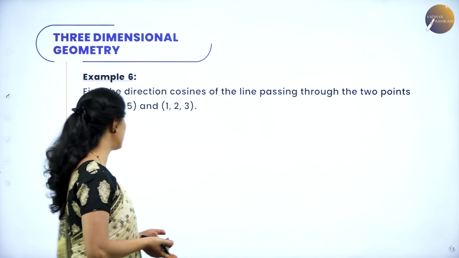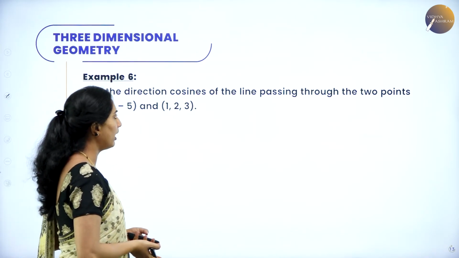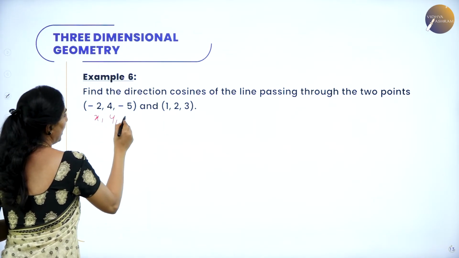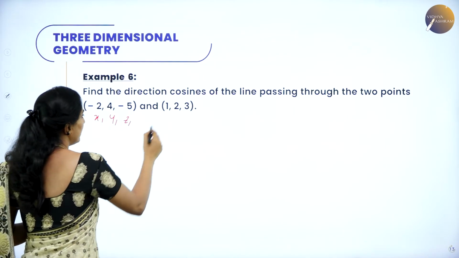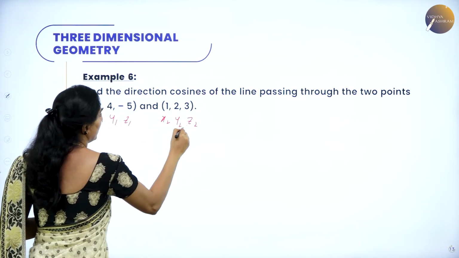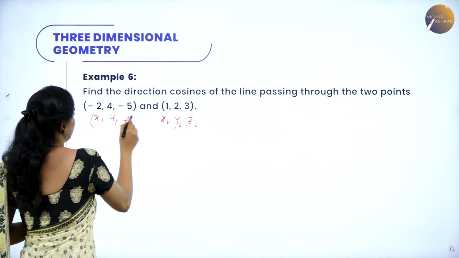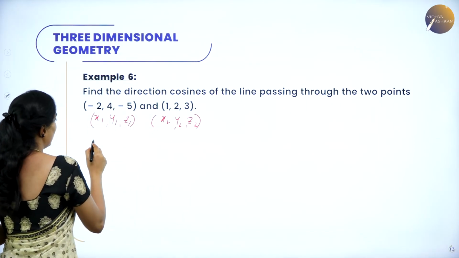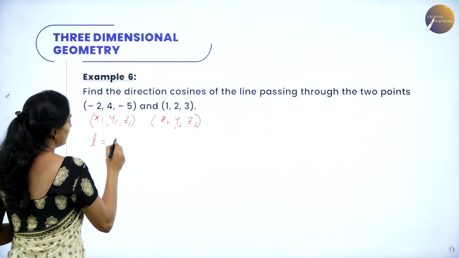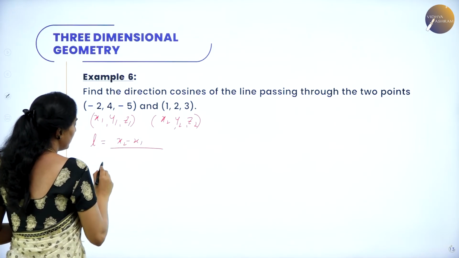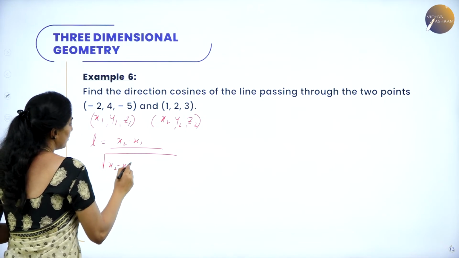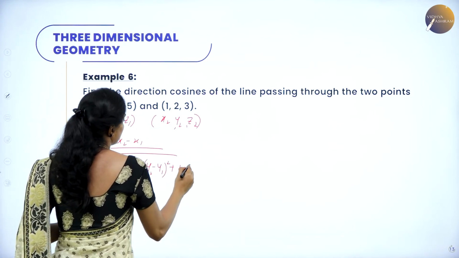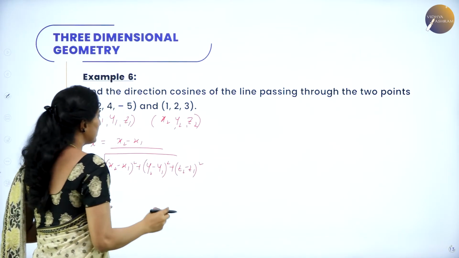Now, we will be moving on to the next question. Find the direction cosines of a line passing through the 2 points x1, y1, z1, which is -1, 4 and -5, and x2, y2, z2, which is 1, 2, 3. So, what is the formula? In direction cosines, cos alpha, which is l, is equal to x2 minus x1 divided by the square root of x2 minus x1 whole squared plus y2 minus y1 whole squared plus z2 minus z1 whole squared.